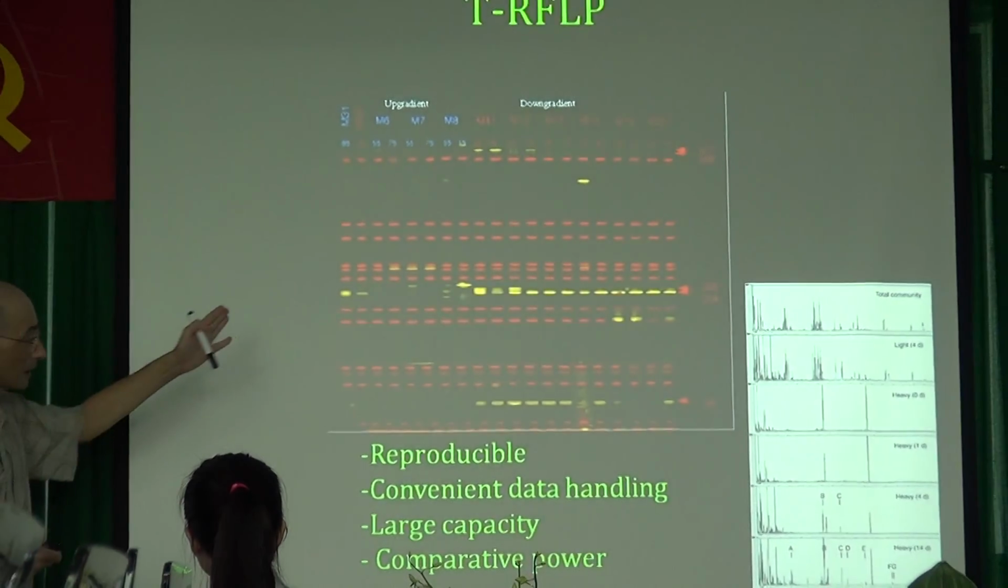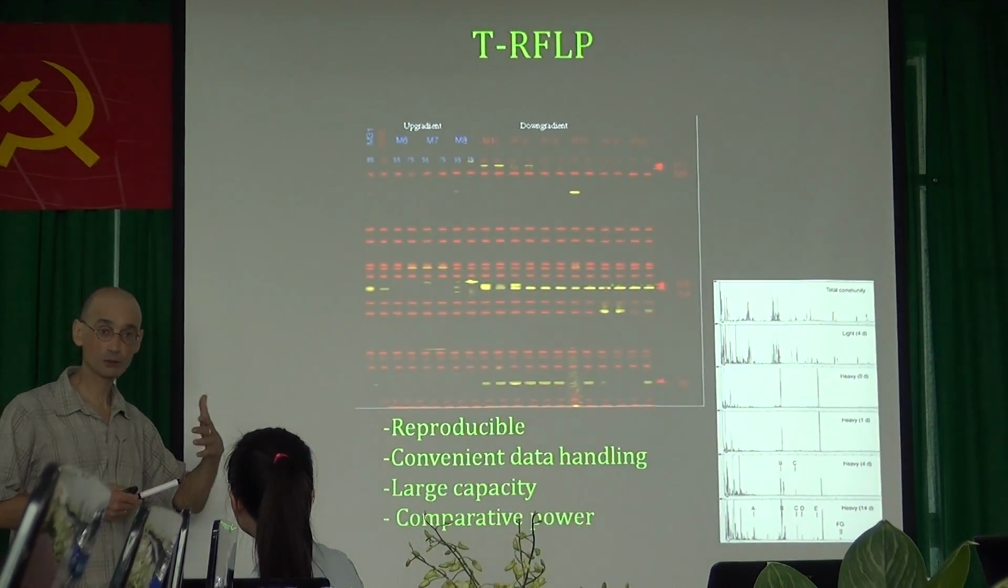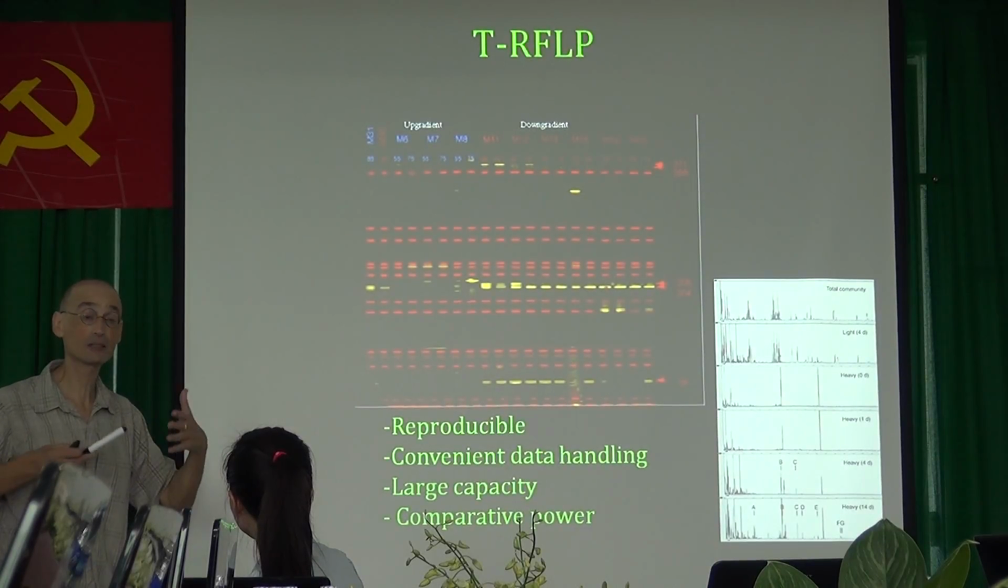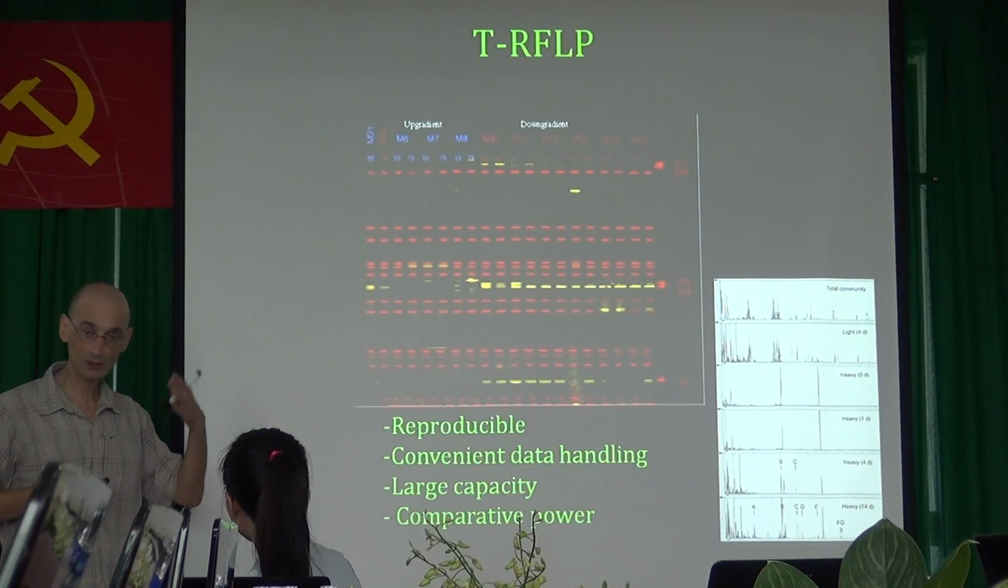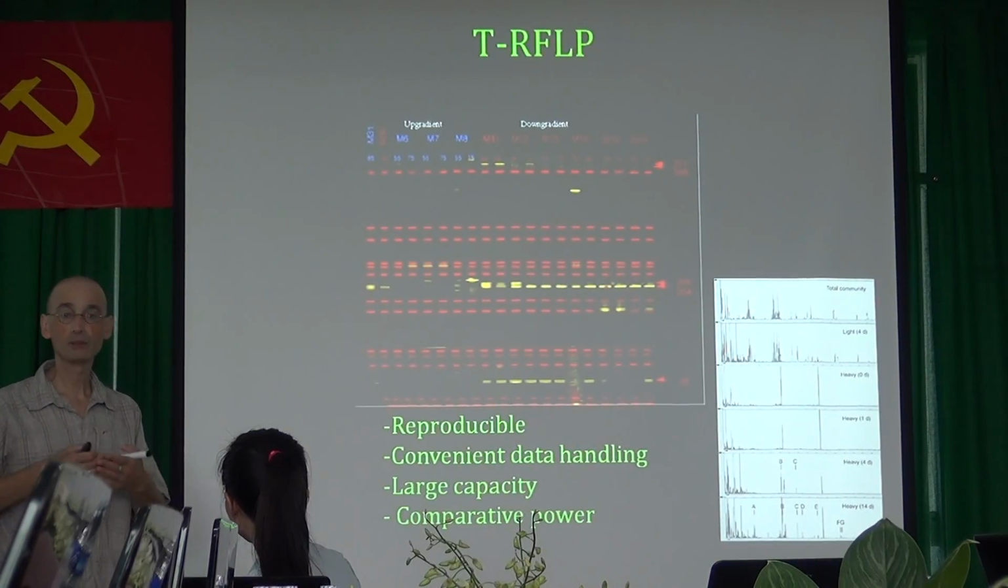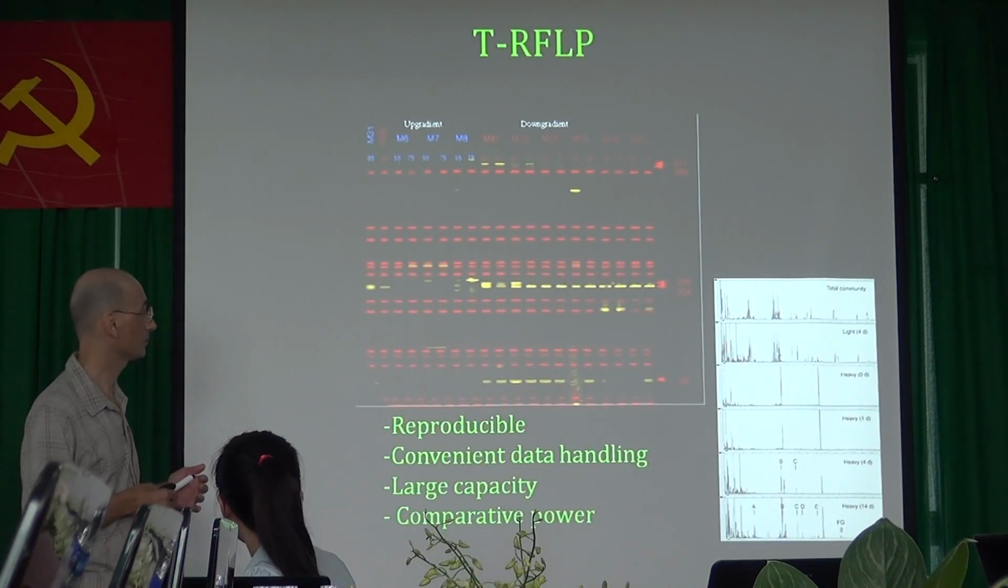So this is the type of results that you see with the TRFLP. The sequencing machine that you're using is a classical sequencing machine, the type of machine that was used in order to sequence DNA before next-generation sequencing was developed.